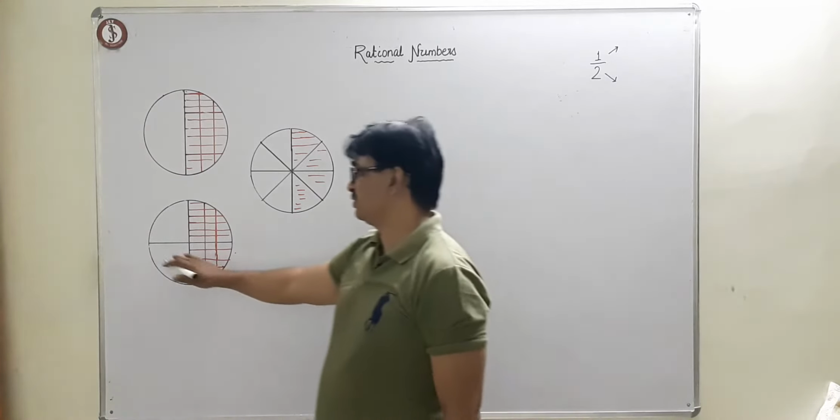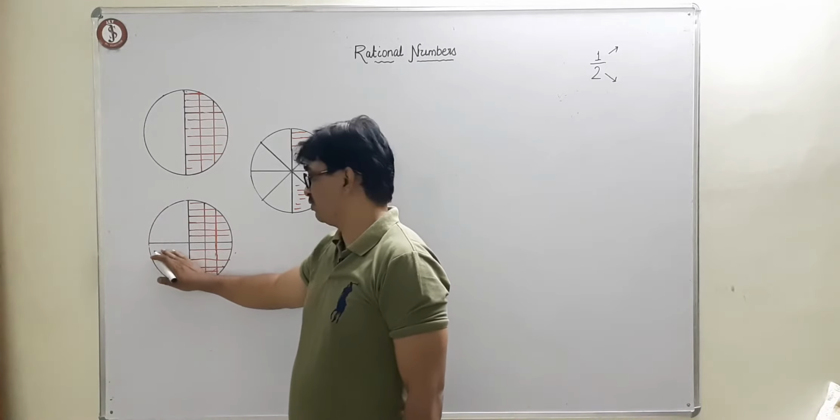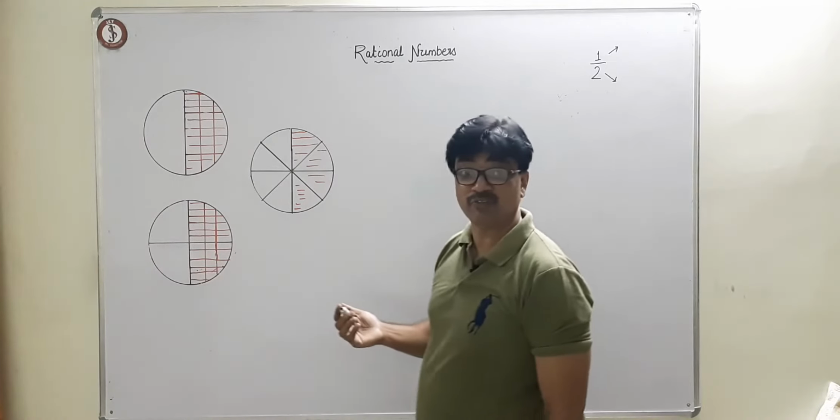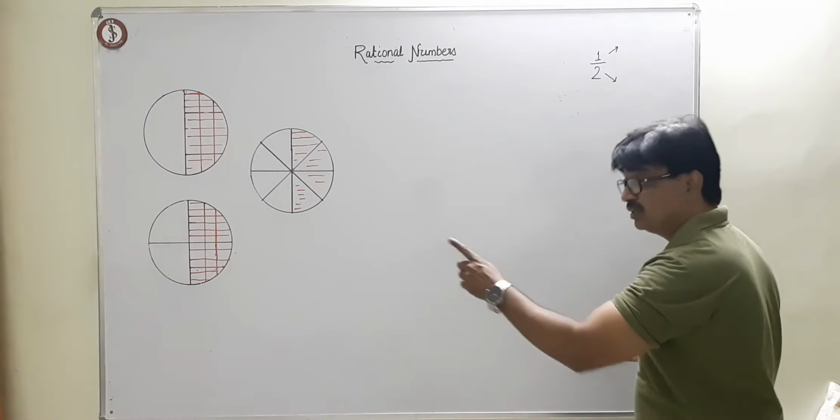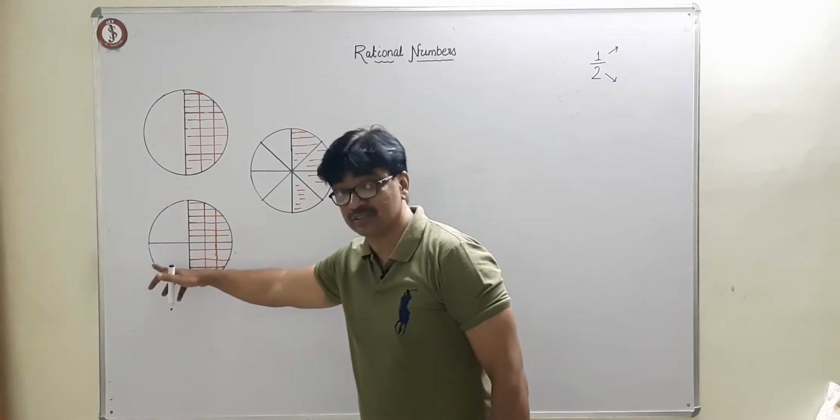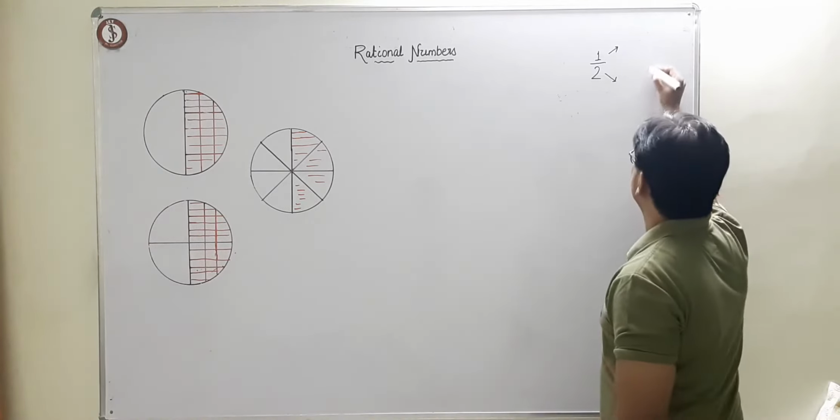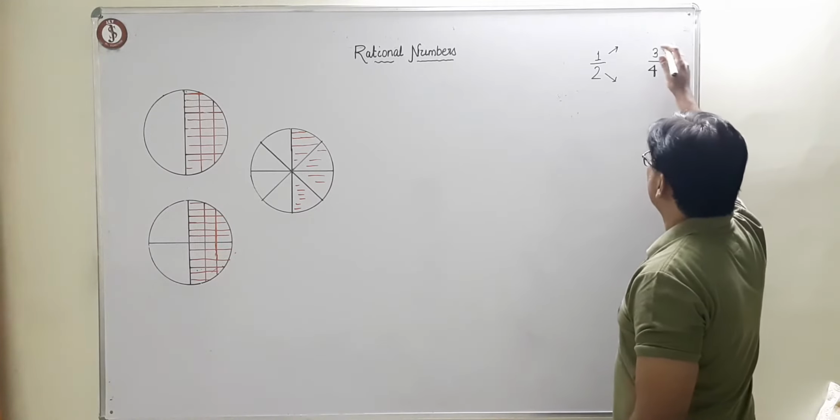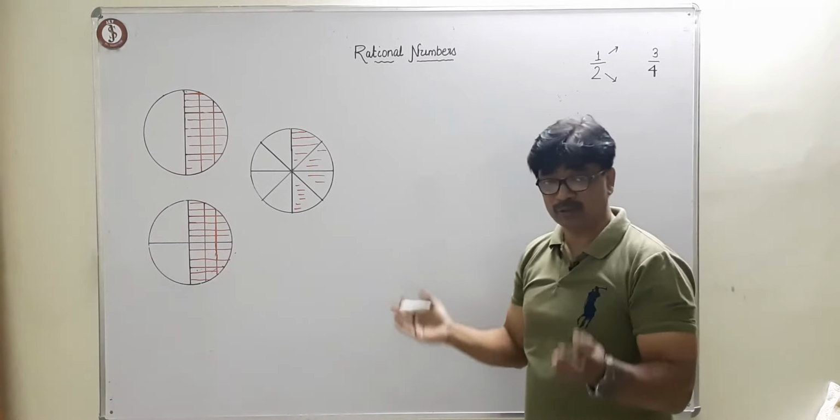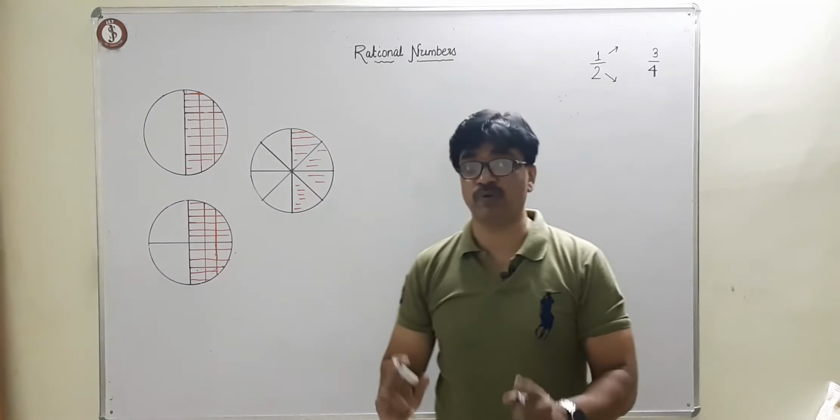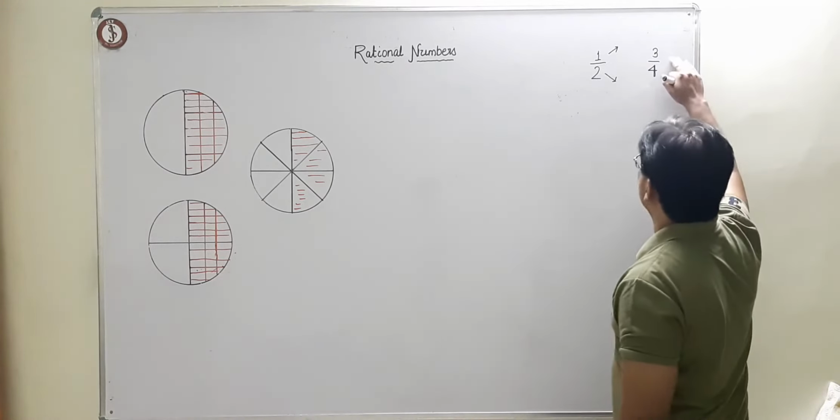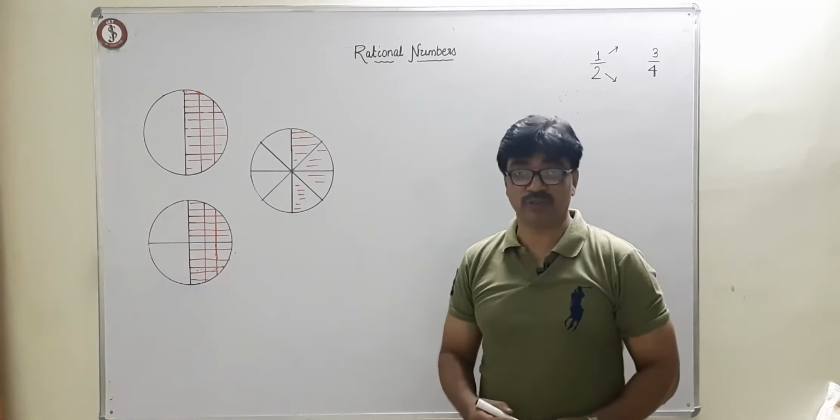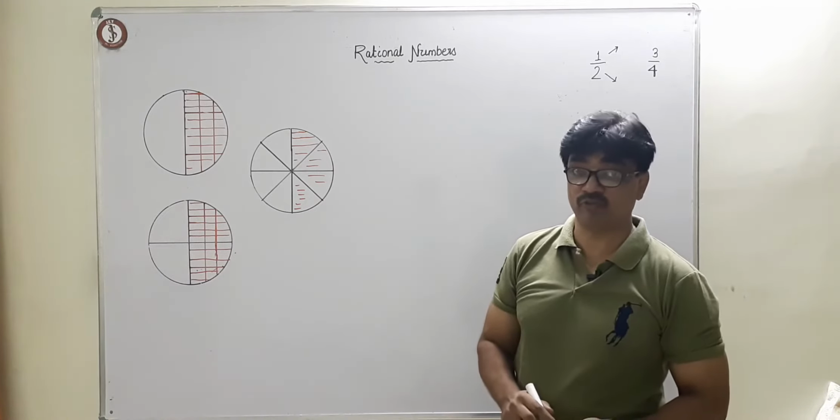Now in this one, if I shaded this also, then 1, 2, 3, so the fraction would have been 3 by 4. And how do we read it? I have divided one complete thing into 4 equal parts and I have taken 3 parts out of it. That is important to understand about fractions.